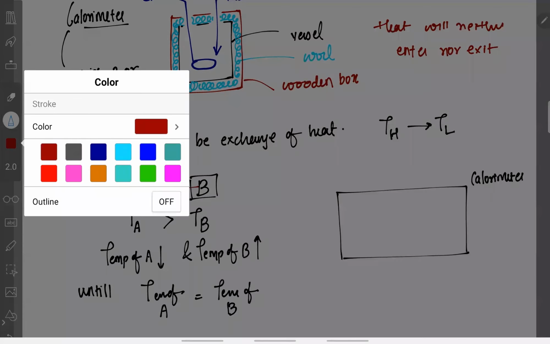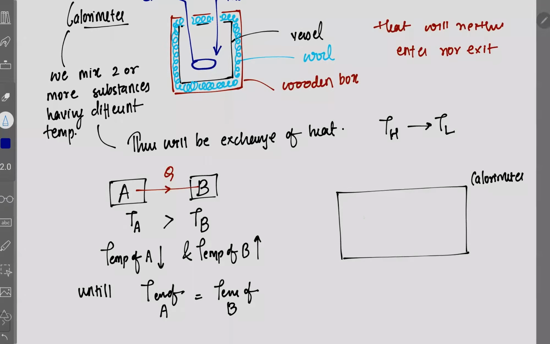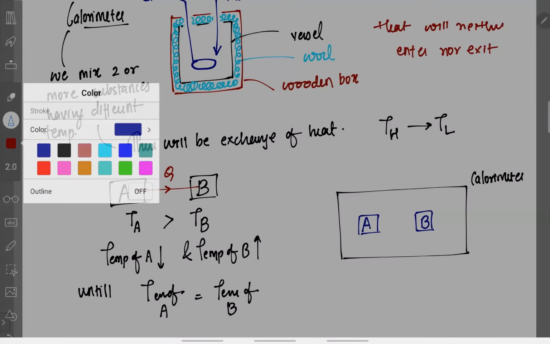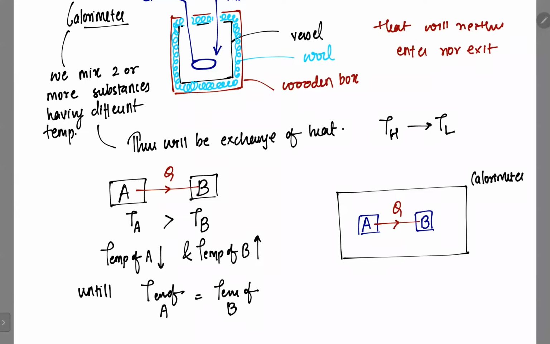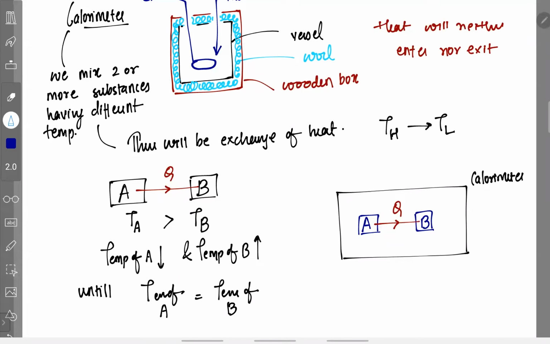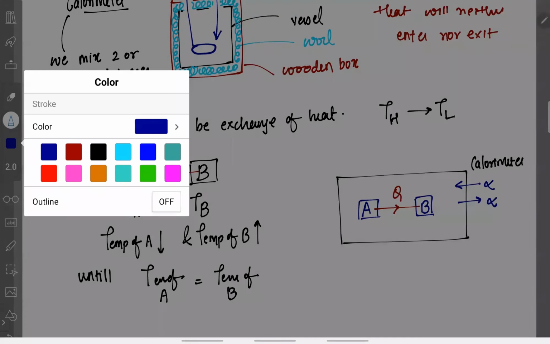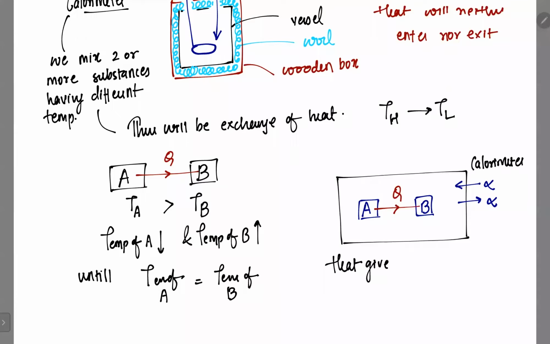But I have mixed two substances in the calorimeter. The two substances are A and B. Now, A has given heat to B. And the calorimeter is not allowing anything to enter or exit. What does this mean? This means that heat given by A is equal to heat absorbed by B. Very simple, right? Because no heat will come in from outside and no heat will go out from inside, but inside, A and B are interacting and A is giving heat to B. What does that mean? Whatever A gave, B took.